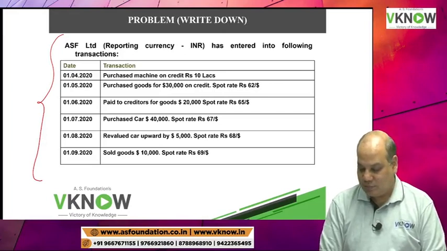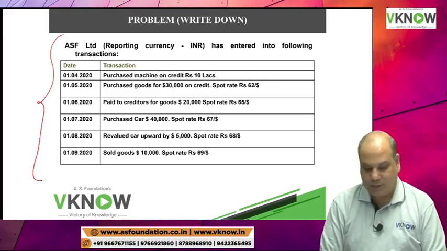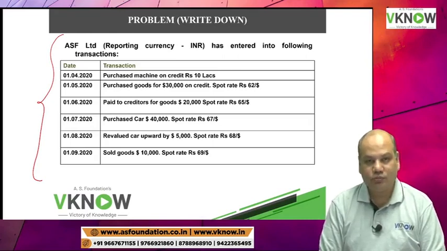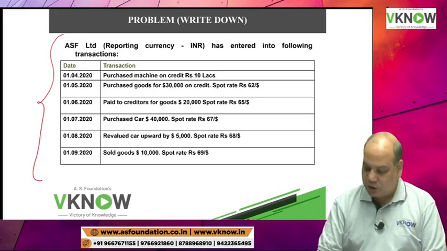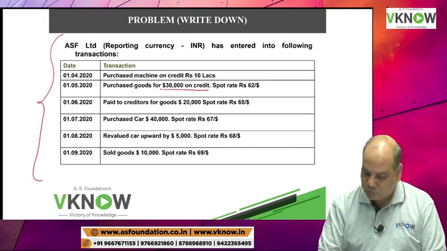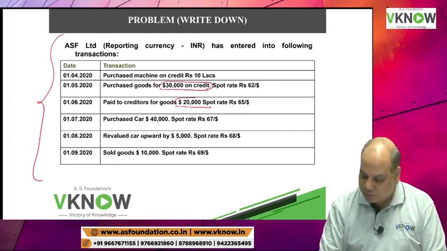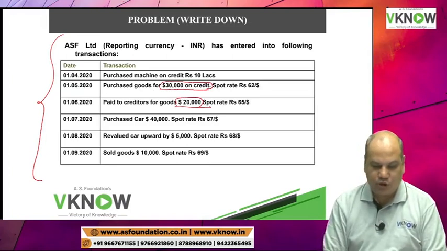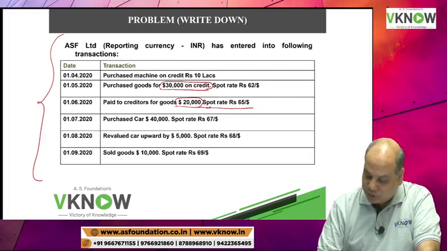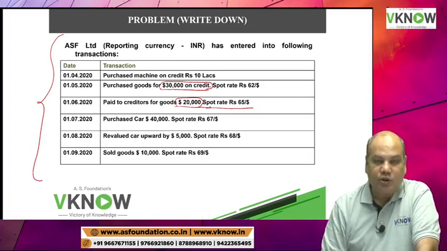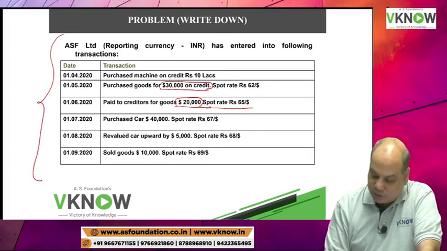1/6/2020. Paid to creditors for goods $20,000. You have purchased 30,000 and paid 20,000 proportionately. Some amount will remain on balance sheet date. Spot rate rupees 65 per dollar.